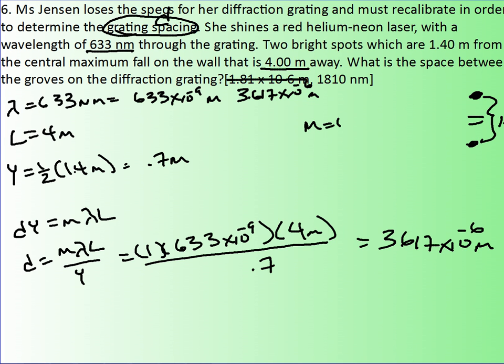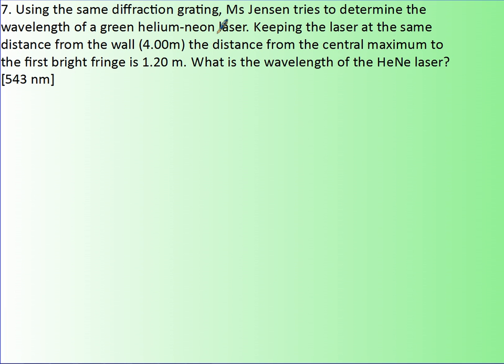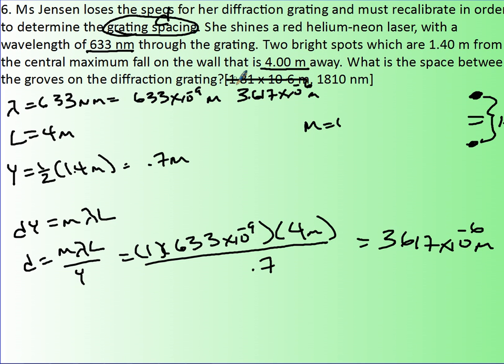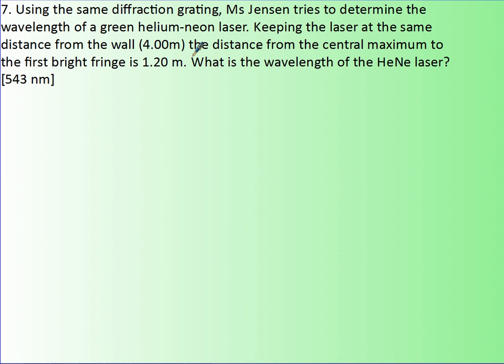Happens. Using the same diffraction grating, she tries to determine the wavelength of a helium-neon laser. You know what we're going to do? We're going to use D as 1.81 times 10 to the negative 6 meters per slit, because that's what we had. She determines the wavelength of the helium-neon laser, keeping the laser at the same distance, so L is 4 meters. The distance from the central maximum to the first bright fringe, Y, is 1.2 meters.